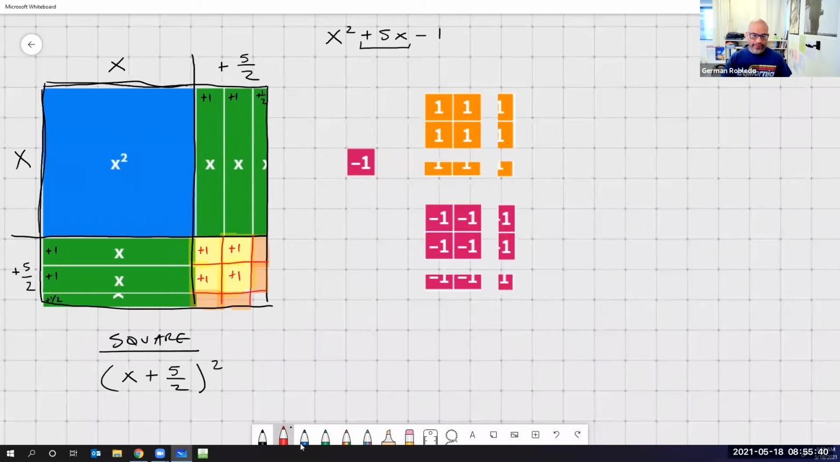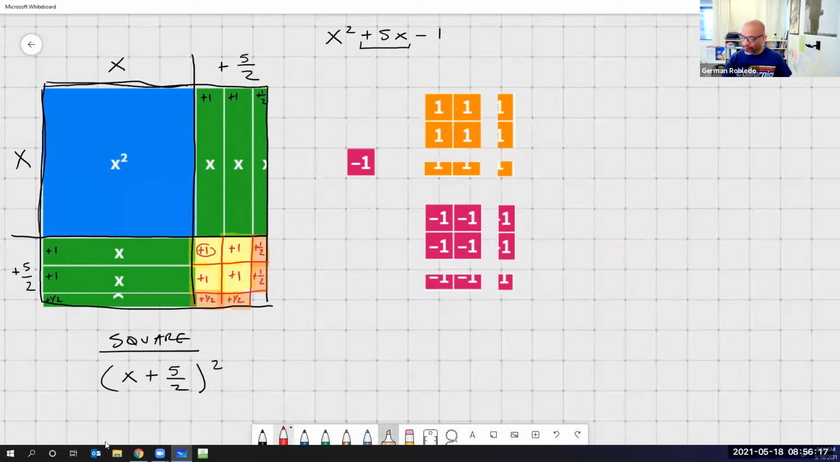Those are smaller. Remember, we get these areas by multiplying. So +1 times +1 is +1. So what would this be? Well, that looks like it's +1 times +1/2. So this is +1/2 right here, and so is this one, and so is this one, and so is this one. We're multiplying 1/2 times 1, 1/2 times 1.